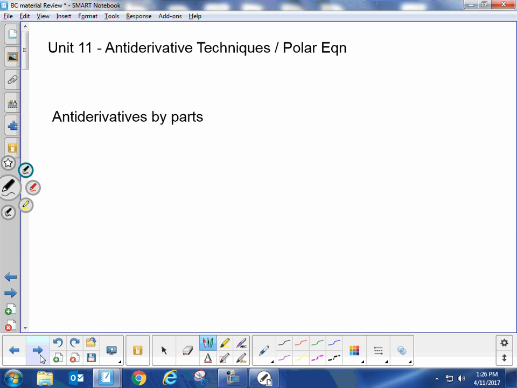Then we got into Unit 11, which is antiderivative techniques and polar equations. People don't love polar equations, but we will go over it. Antiderivatives by parts. This is the first thing we'll talk about. So if I want to take an antiderivative and all of a sudden I see we have multiple things like x e to the x, and I try to use substitution and it doesn't work.